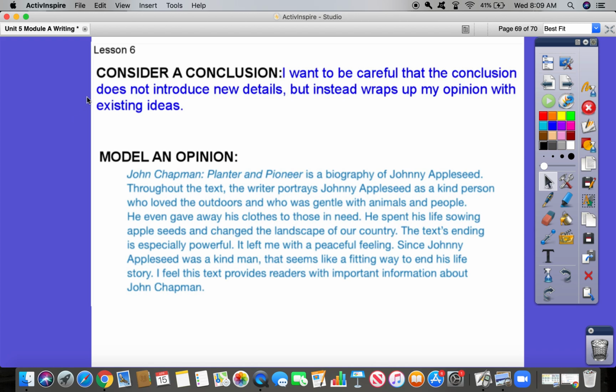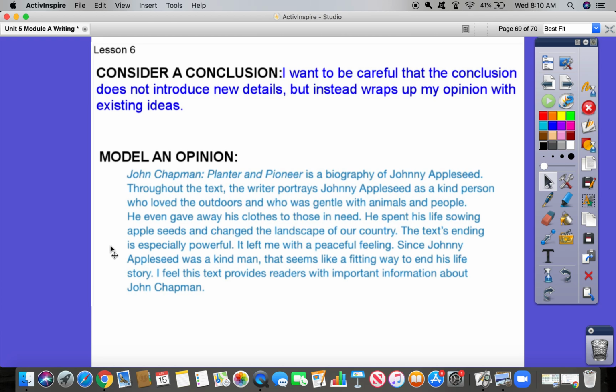Then we're going to consider a conclusion. I want to be careful that the conclusion does not introduce new details, but instead wraps up my opinion with existing ideas. So let's look at this example. John Chapman, Planter and Pioneer, is a biography of Johnny Appleseed. Throughout the text, the writer portrays Johnny Appleseed as a kind person who loved the outdoors and who was gentle with animals and people. He even gave away his clothes to those in need. He spent his life sowing apple seeds and changed the landscape of our country.